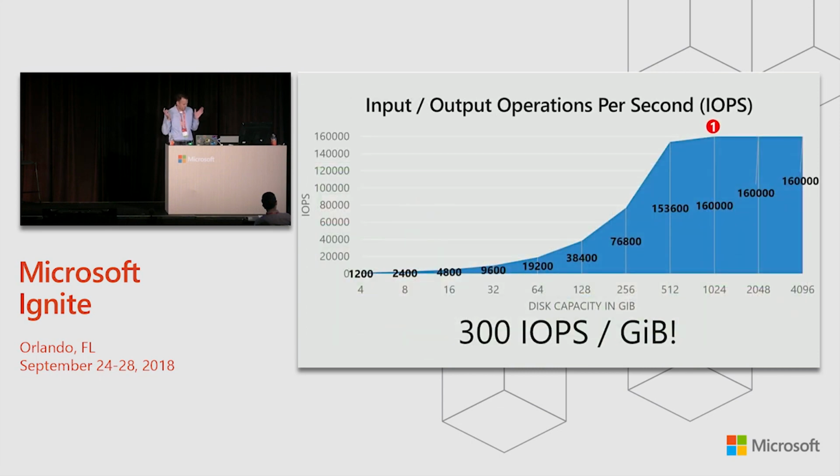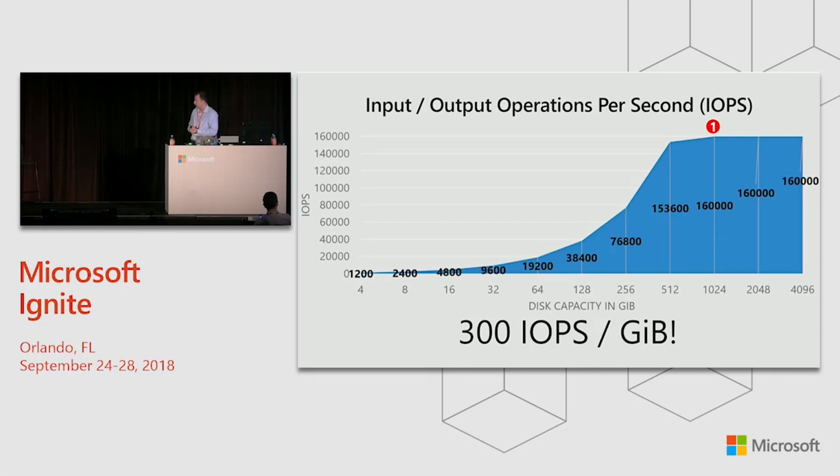Now, what does this mean? One of the coolest things that Ultra SSD can do is 300 IOPS per gigabyte. This is killing the competition. The nearest competitor can do 50 IOPS per gigabyte. And what that means is that when you go down to a really tiny capacity disk, like 4 gigabytes, you can still handle a good amount of IOPS.